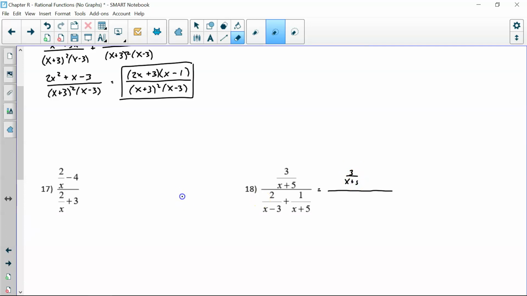Now, for the bottom, our LCD is x minus 3, x plus 5. So we have to add those two fractions. So I'm going to multiply by x plus 5 over x plus 5. I'm going to multiply by x minus 3 over x minus 3. So we get 2x plus 10 over x minus 3, x plus 5. Plus, when we distribute the 1, we get x minus 3 over x minus 3, x plus 5.